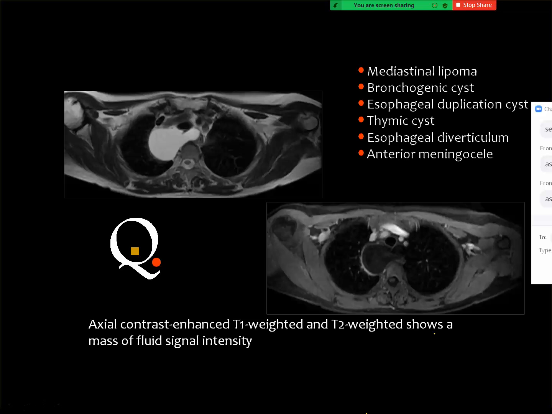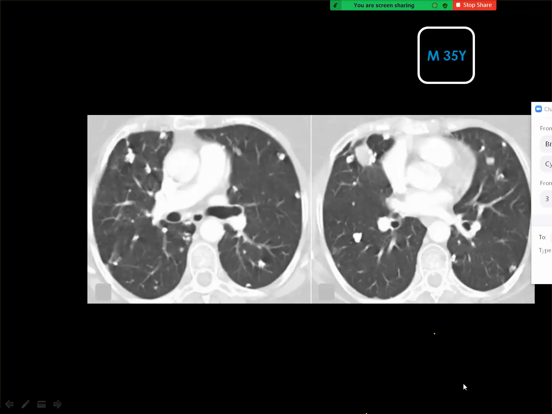Then this is the only case, I think, of MRI, and you got a lesion, and this lesion, as you can see, is a cystic lesion, and it shows low signal in the T1, high signal in the T2, and these are the possibilities. Lipoma, bronchogenic cyst, esophageal duplication, thymic cyst, esophageal diverticulum, and meningocele. It's not a meningocele, not an esophageal diverticulum. It is a cyst, and this site is suitable for the diagnosis of thymic cyst.